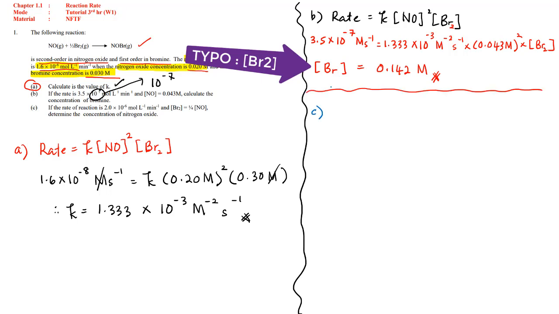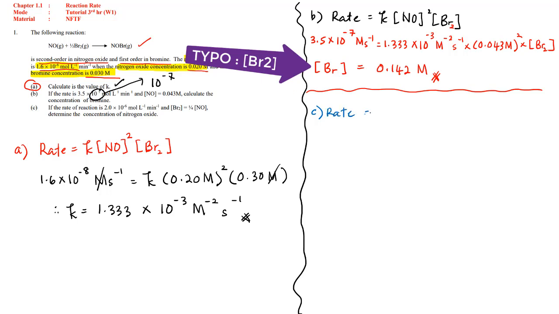And for question C, if the rate of reaction is 2.0 times 10 to the power of negative 6 mole per liter per minute, and the concentration of bromine is 1/4 of the concentration of nitrogen oxide, determine the concentration of nitrogen oxide. Okay, dia tak bagi maklumat apa-apa concentration, dia hanya bagi rate sahaja.